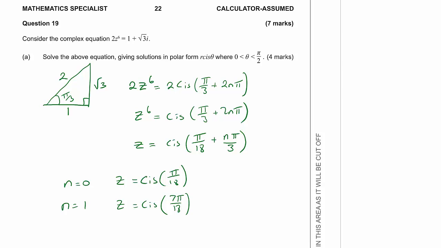That's certainly in our range, but no other values would be. If we go to n equals 2, that would be 2 pi by 3, which is outside this range of angles. So we just want these two solutions. Now consider the equation 2z to the n is 1 plus root 3i, where n is a positive integer. If 2z to the n is 1 plus root 3i has roots so that there are exactly 3 roots, and only 3, that lie within the first quadrant in the complex plane, determine the possible values of n.